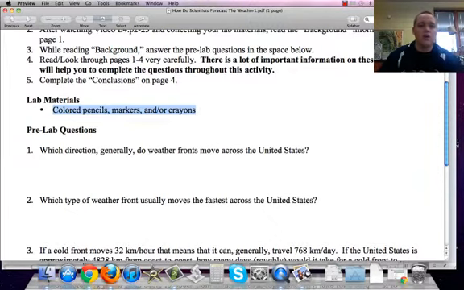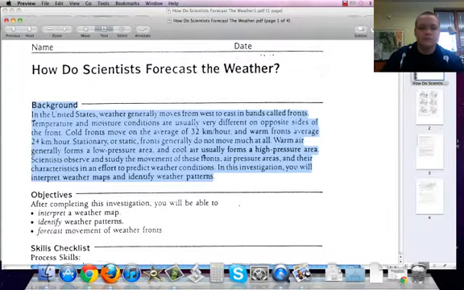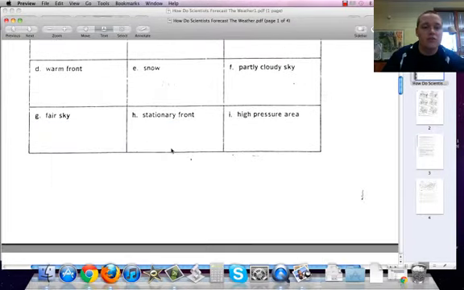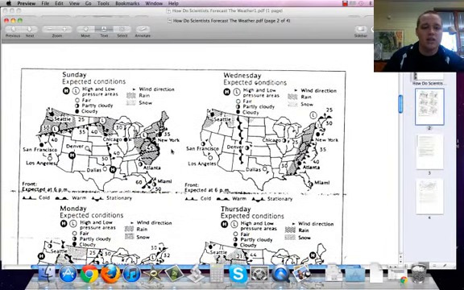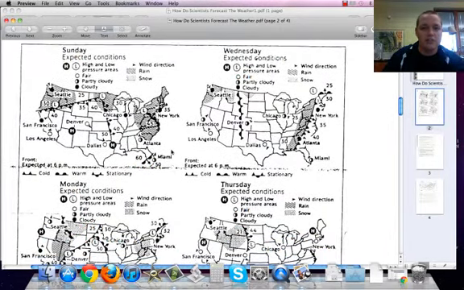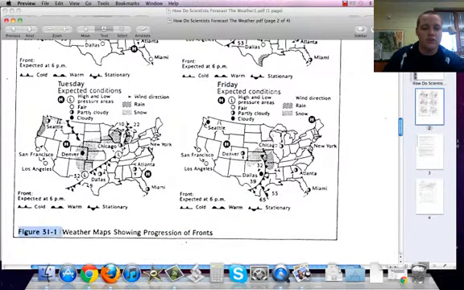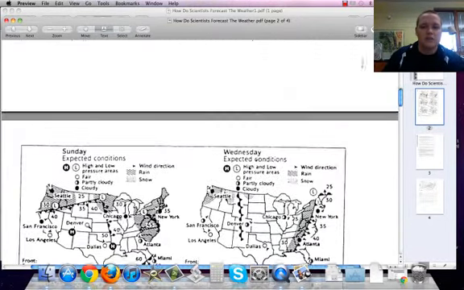Okay, so when you're done with page 1, as you'll see right here, you'll come across your very first task, and it says examine the map on figure 31-1. Figure 31-1 is located over here. This entire diagram on page 2 is the entire figure, as it says, figure 31-1, weather map showing a progression of fronts. Again, progression meaning the movement as they continue to travel.